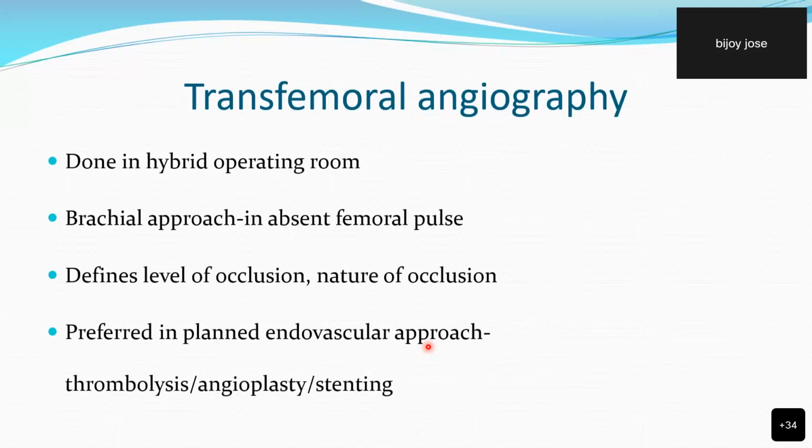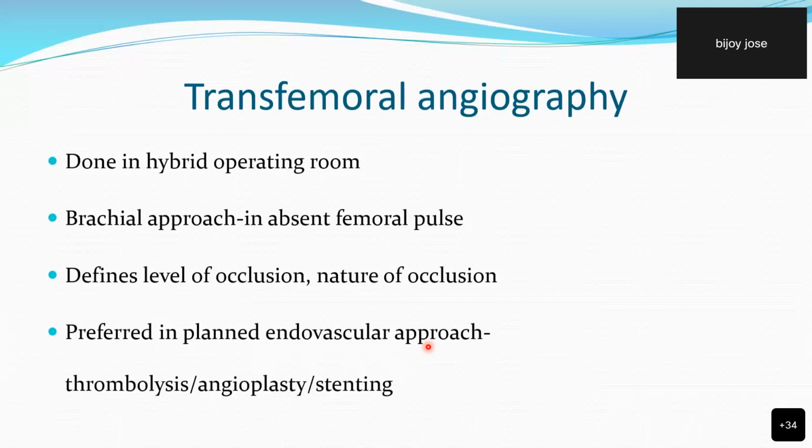Transfemoral angiography is again done in a hybrid operating room. In the absence of a femoral pulse, we can approach via the brachial route. It defines the level and nature of occlusion, and is preferred in a planned endovascular approach. So transfemoral angiography is not a routine investigation to diagnose. We have already seen the patient and evaluated clinically, and Doppler gave you a rough idea about what the disease is and what the level is. So we take a transfemoral angiogram when we are planning to proceed with the endovascular approach.